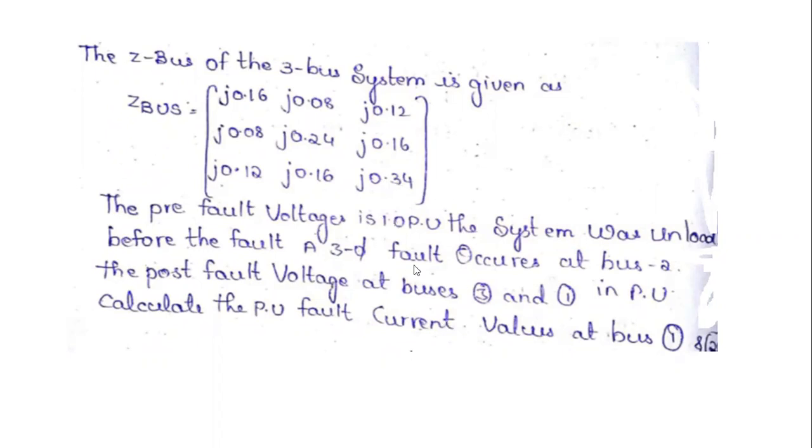How many buses are there? We have 3 buses: bus 1, bus 2 and bus 3. The pre-fault voltage is 1 per unit and the system was unloaded. At bus 2 we have a three-phase fault, and we find the post-fault voltages at buses 3 and 1, and then the fault currents at bus 1 and bus 2.